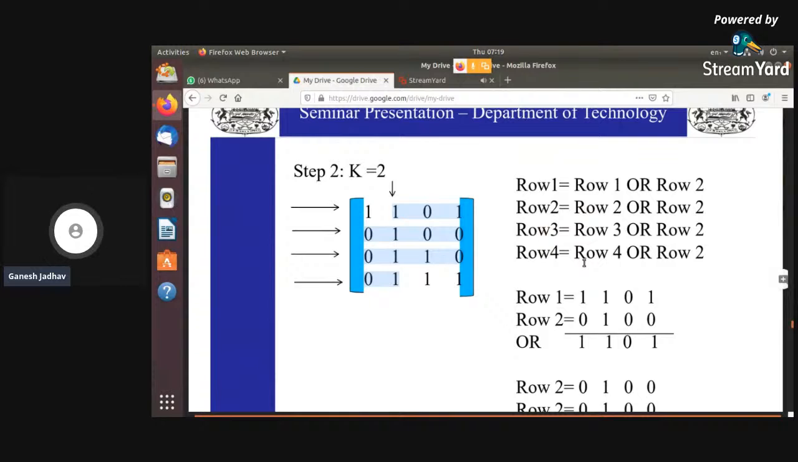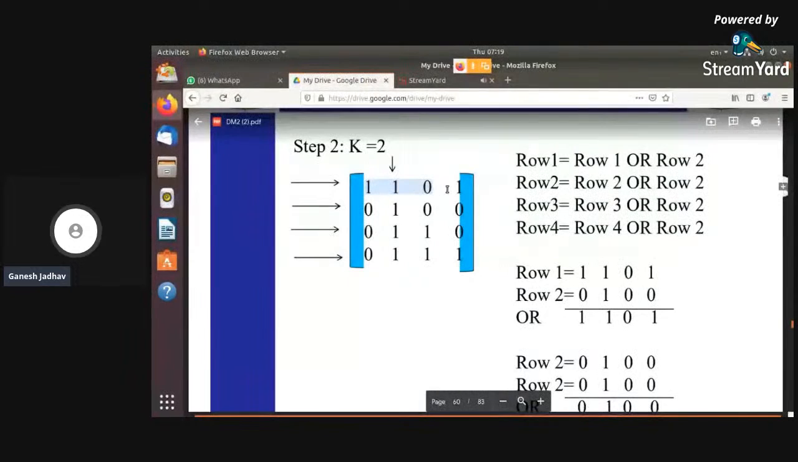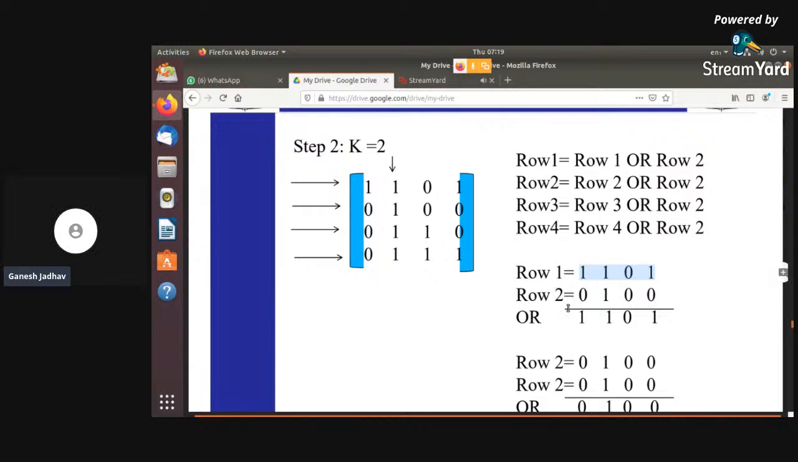So the first operation, what? Row 1. This is the modification of row 1, so the ORing operation between row 1 and row 2. Row 1 is 1101, row 2 is 0100. So the ORing operation: 1 or 0 is 1, 1 or 1 is 1, 0 or 0 is 0, 1 or 0 is 1. So this is the first modified row.